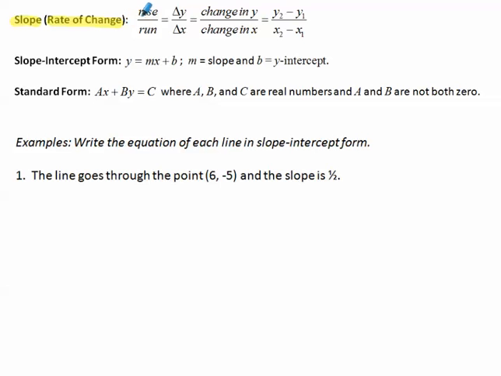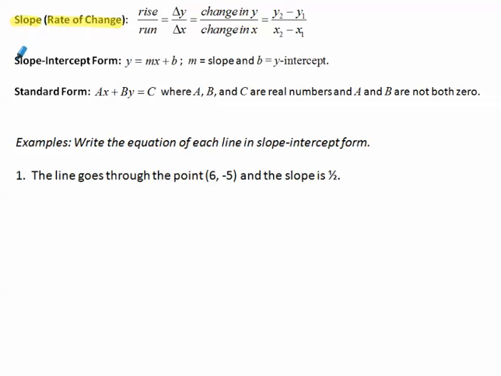Remember, that is the rise over the run, the change in y over the change in x. The formula to find the change in y is subtracting the y coordinates, y sub 2 minus y sub 1, divided by x sub 2 minus x sub 1, subtracting the x coordinates.